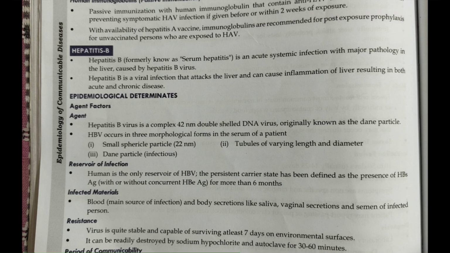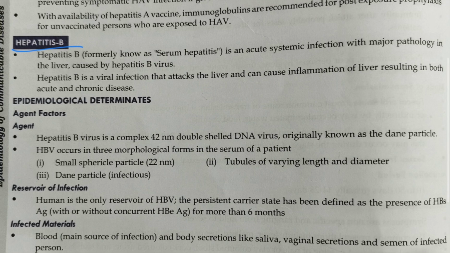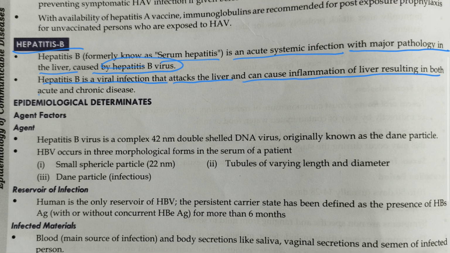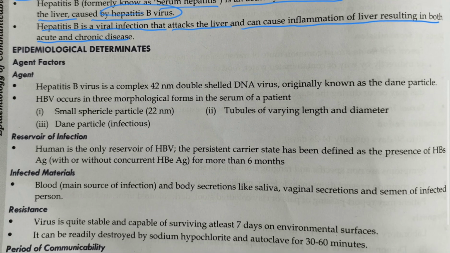Let's begin. Hepatitis B. Hepatitis B, formerly known as serum hepatitis, is an acute systemic infection with major pathology in the liver caused by hepatitis B virus. Hepatitis B is a viral infection that attacks the liver and causes inflammation of the liver, resulting in both acute and chronic disease.